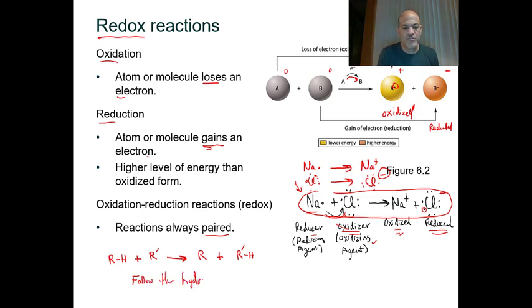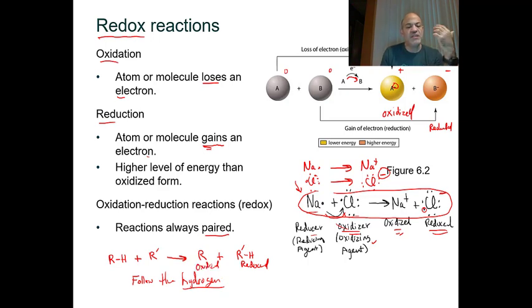Wherever the hydrogen goes, the electron is going with it. Now let me repeat that again. Wherever the hydrogen goes, the electron is following with it. So this hydrogen is moving from R to R prime. The electron is going with it. So if the electron is going with it, that means the R prime is the one that's gaining the electron. That makes this one reduced. And we followed the hydrogen, right? Because wherever the hydrogen goes, that's where the electron is going. Okay? And that makes this one oxidized.